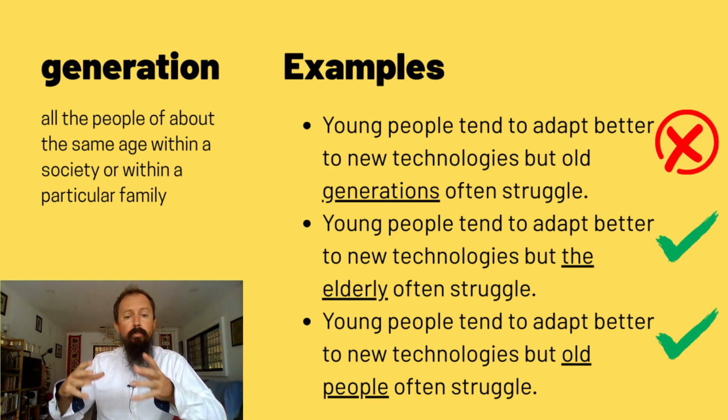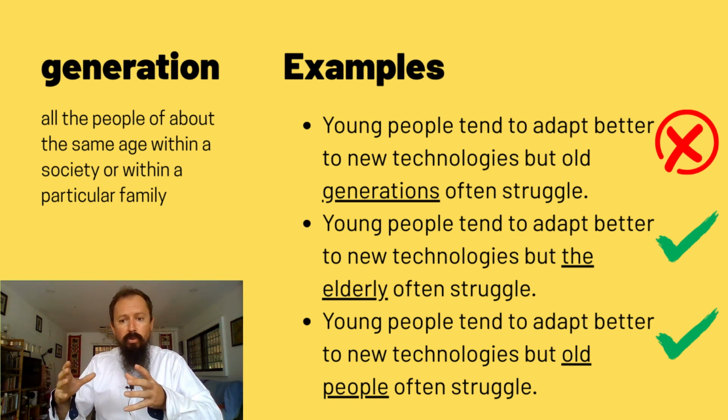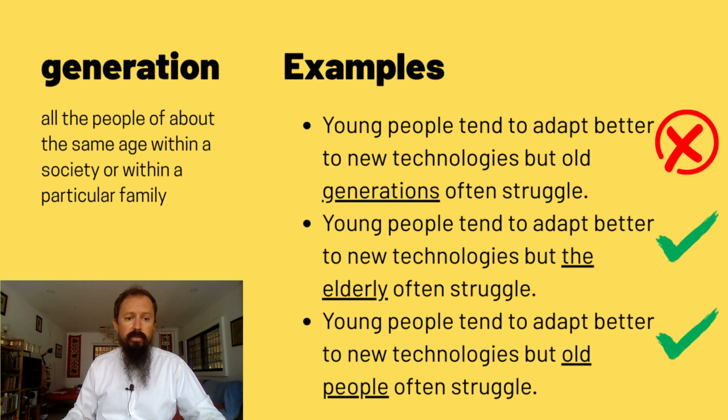It refers to all the people of that age. And that would be one generation. When you say generations plural, then you're putting together two groups. So you're talking about the grandparents and the great-grandparents, or you're talking about Generation X and the baby boomers and the silent generation.